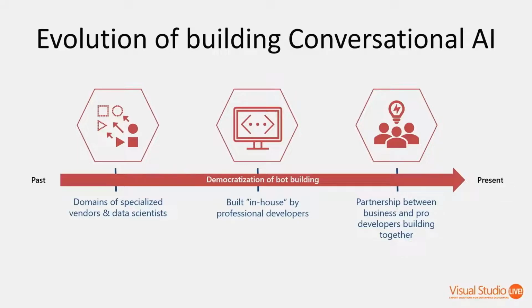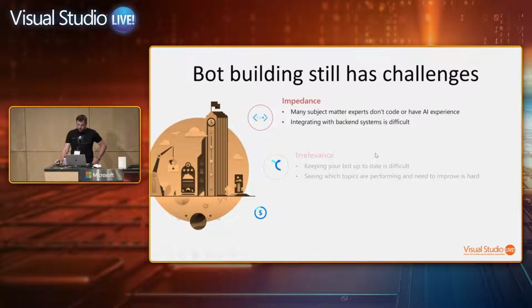So it's become easier. Today we're going to talk about the next step and where we are today, which is business users, project managers, and pro developers can all work together to develop a bot. And building machine learning models is optional, but you can still get AI in your bot. So we're going to go through how that would work.